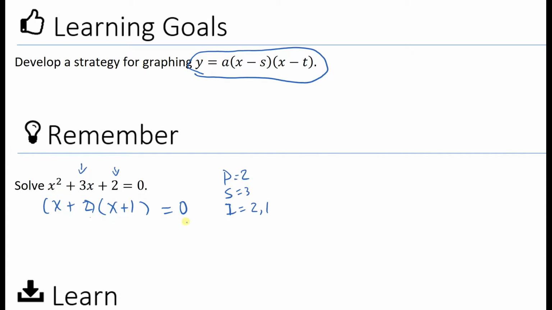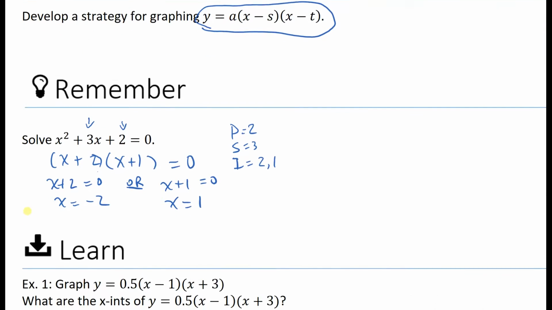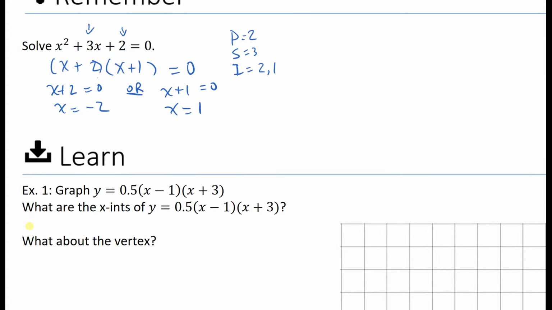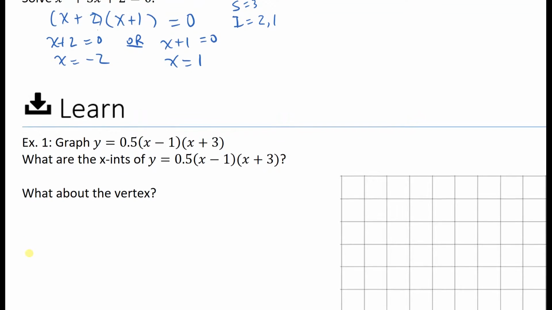Now when two things multiply to equal 0, that means that one of them has to equal 0. Like if I say 2 times something equals 0, what's the only thing we can multiply 2 by to get 0? Well, that's 0. So either x plus 2 is equal to 0 or x plus 1 is equal to 0. So x is equal to negative 2 or x is equal to negative 1. Those are our solutions to this equation. It's important that you have that factoring and solving skill to be able to do this graphing today.